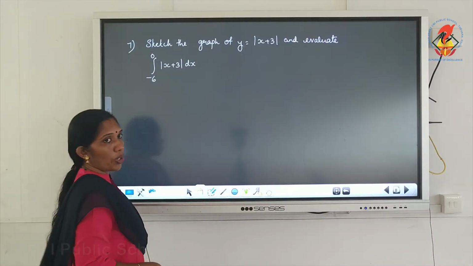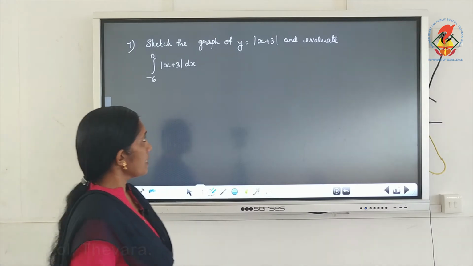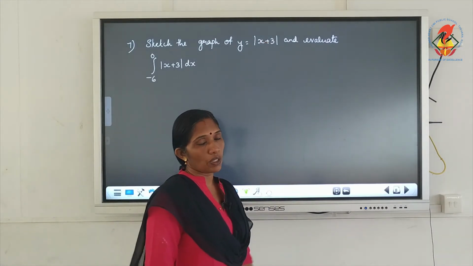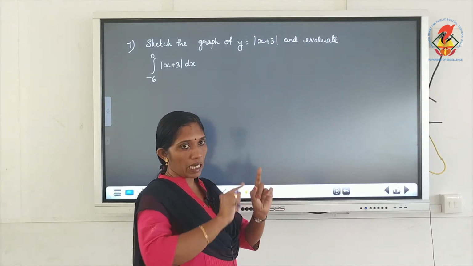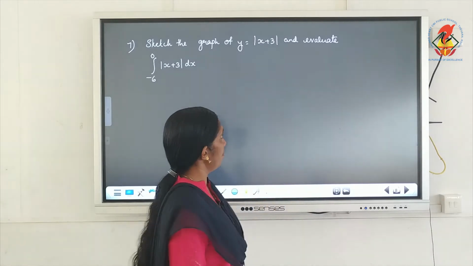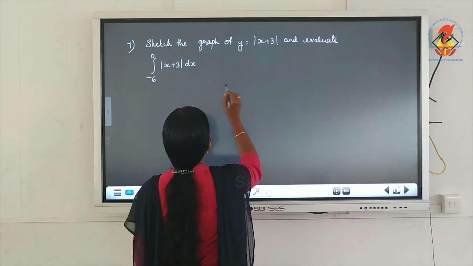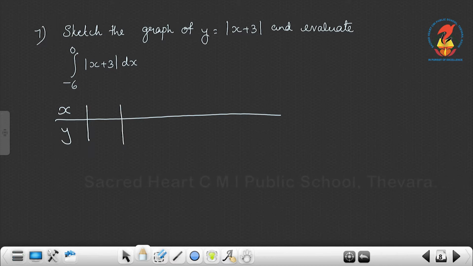y is equal to mod x is a V-shaped graph through the origin. So mod x plus 3 means the value is 0 when x is equal to minus 3. At that point the graph touches the x-axis, then it is a V-shaped graph. Those who have doubt, you can draw the table x, y, give the values, and here evaluate minus 6 to 0.